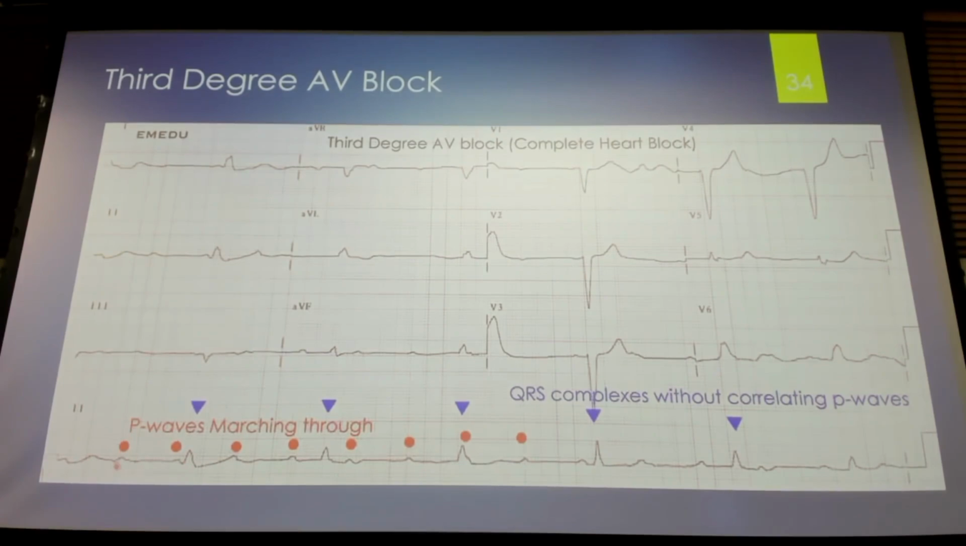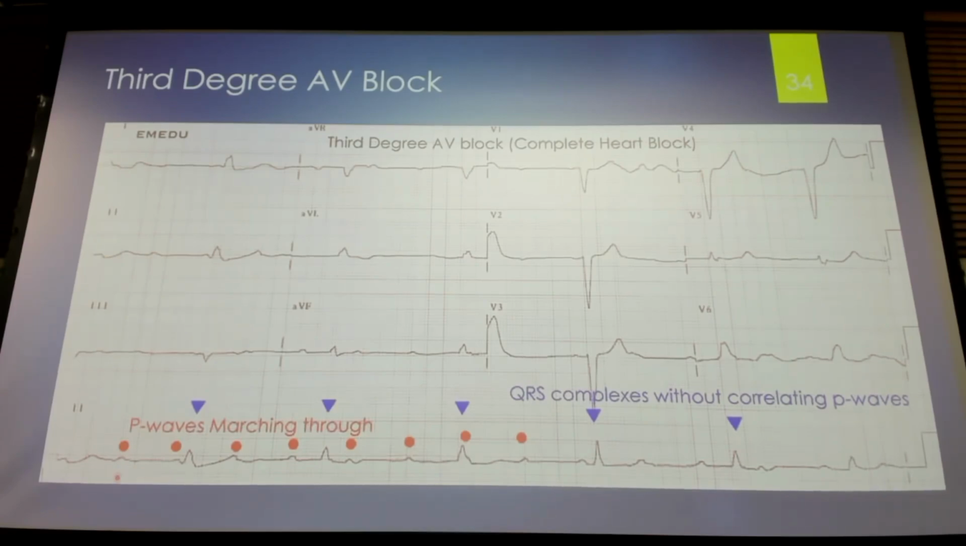So here we have a P wave. We have a P wave here. Once you identify two P waves, and sometimes you can do it at the beginning, sometimes you have to come to the middle of your strip. Take your piece of paper, put a mark on one P and put a mark on the other P. And then march this along your rhythm strip. And you should see that those P waves line up.